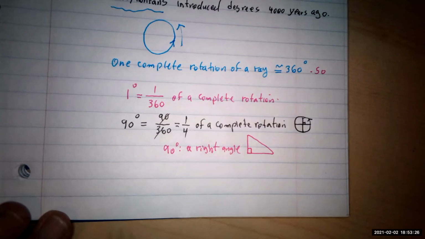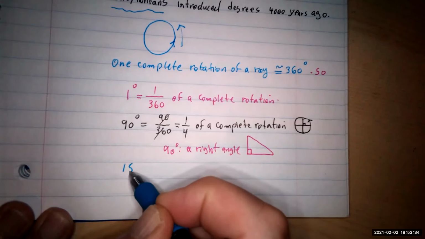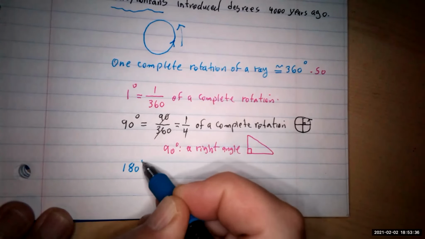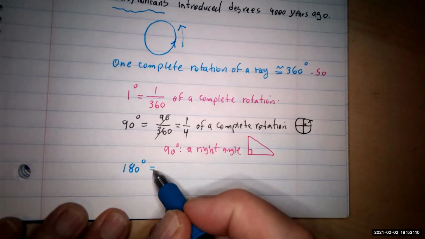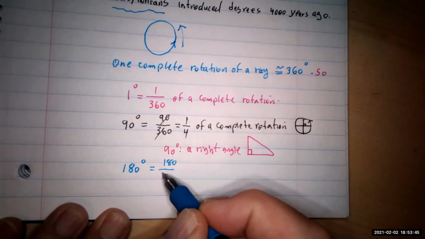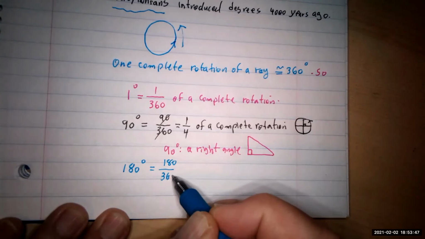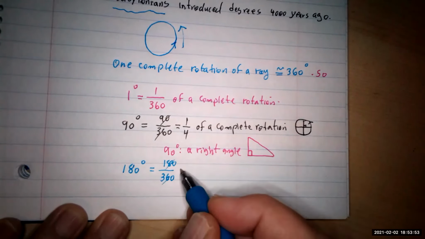So we can define any other angles, but we are just defining those popular ones. So the other one is 180. If you want to define 180 degrees, it's going to be what portion? It's going to be 180 over 360 portion, because 1 degree was 1 over 360. So if you simplify it, that gives us 1/2.